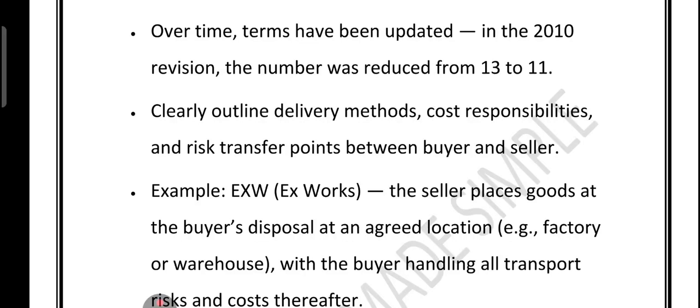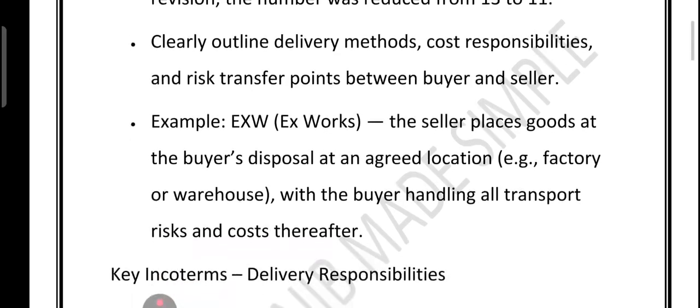Now actually ICC started working on trade terms way back in the year 1923, right?